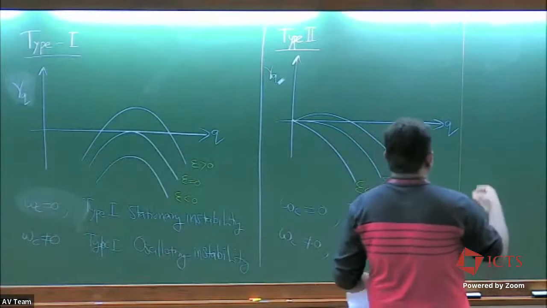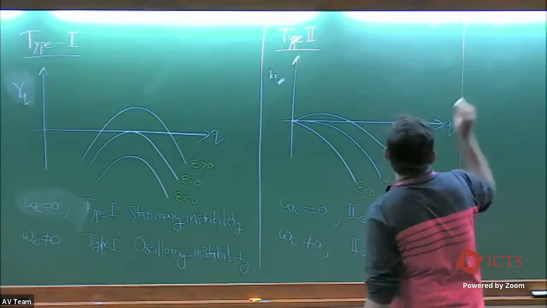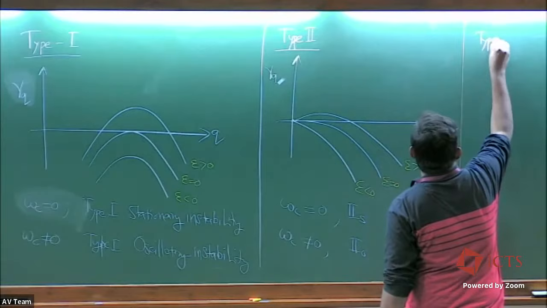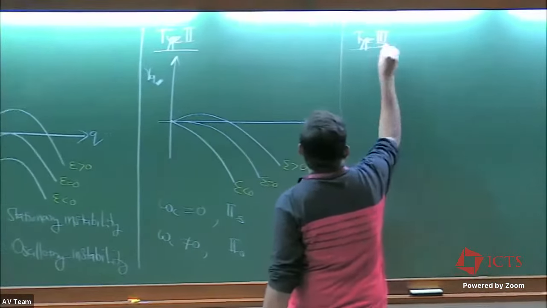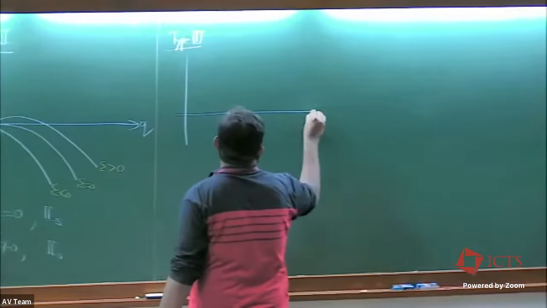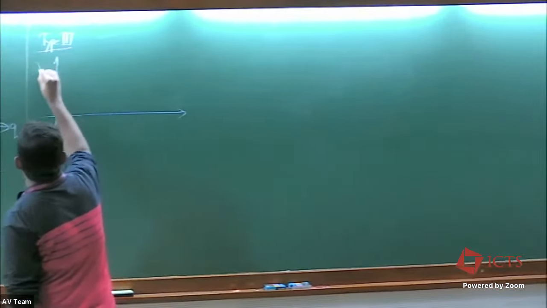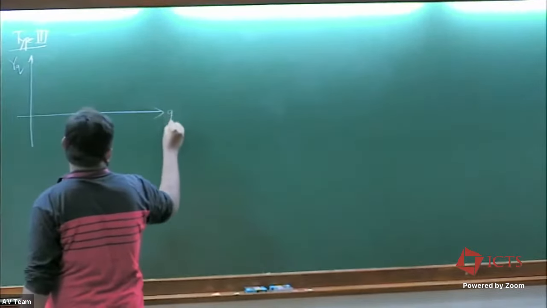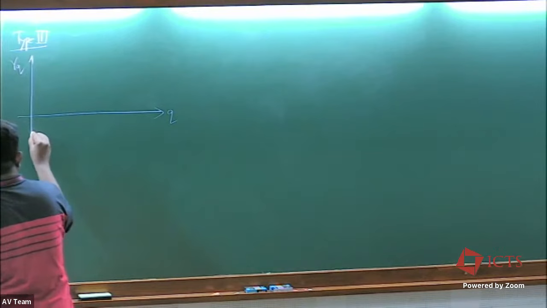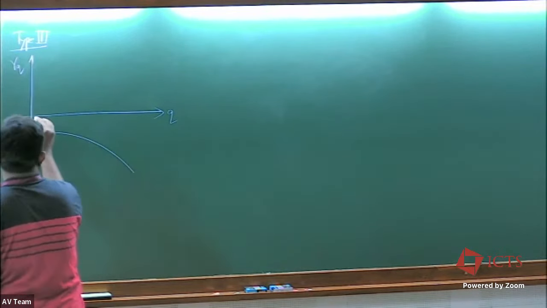The third kind is where the growth rate has a maximum really at Q equal to 0.